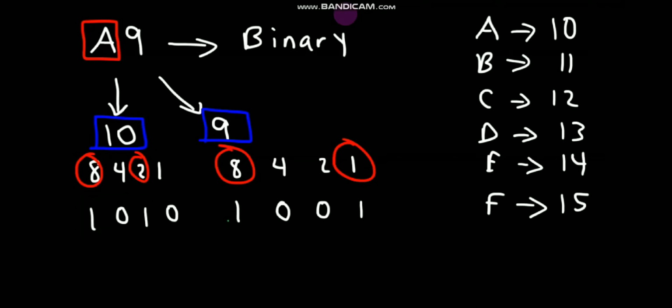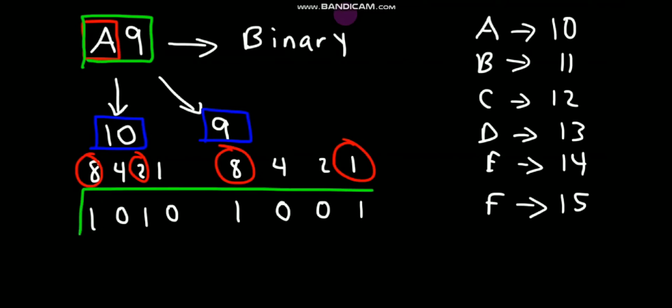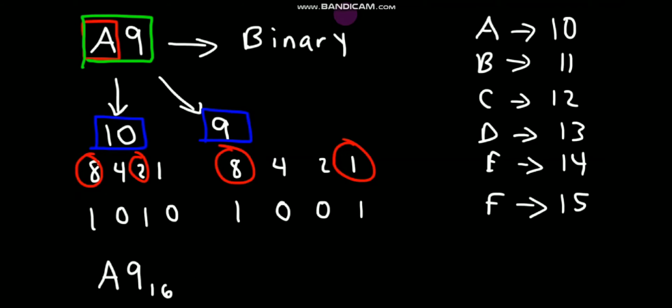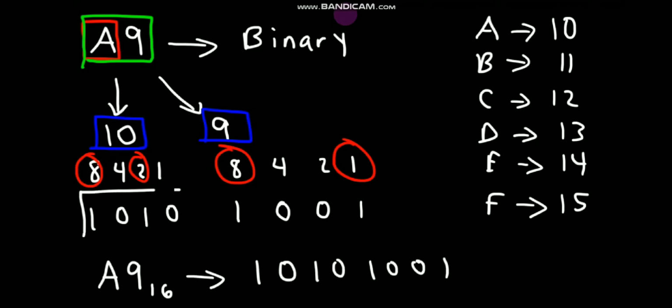Now these two are the numbers, so we will write them together. These two will be written together and this will be the answer, the equivalent binary conversion. Now this is the answer. A9 with base 16 is 1010 1001. This is the binary equivalent of the number, and this is the answer we want.